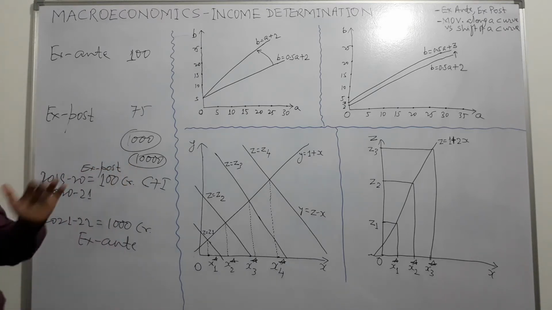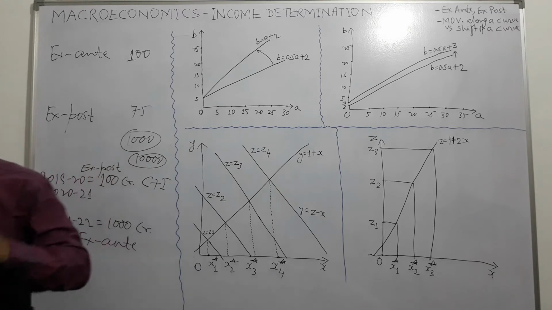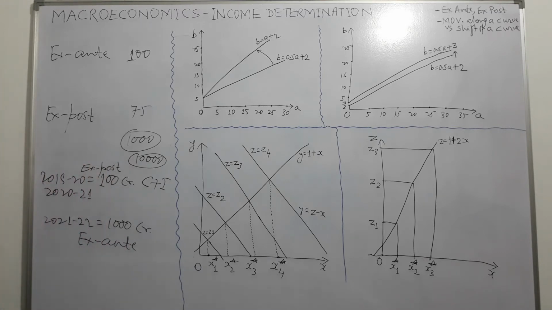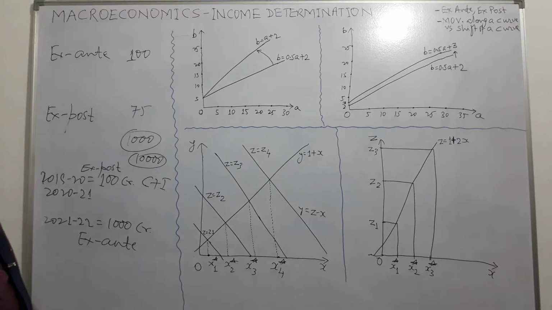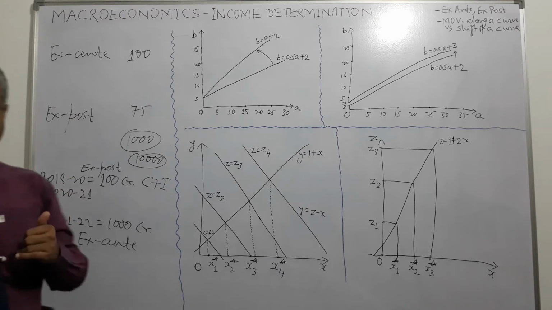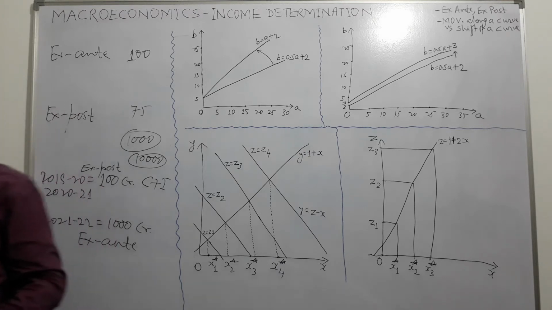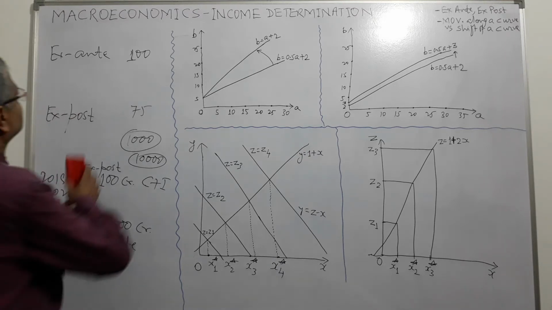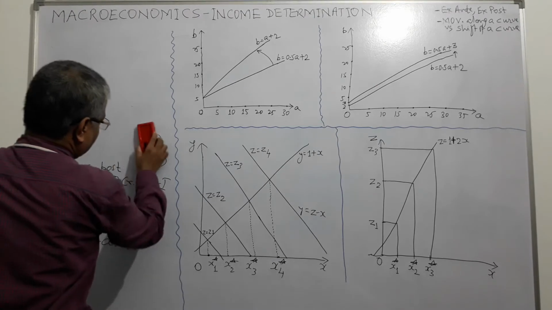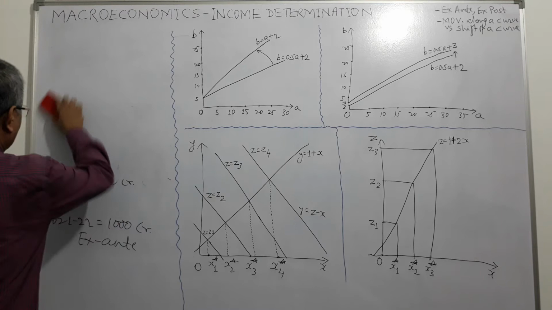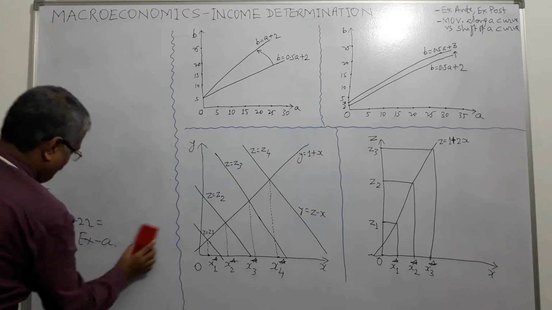Right? So ex ante and ex post, we have understood fully well. Ex ante, what the firms in the economy planned. Ex post, what was the final outcome at the end of the period. Right? So now we go to slightly more complicated things. Right?